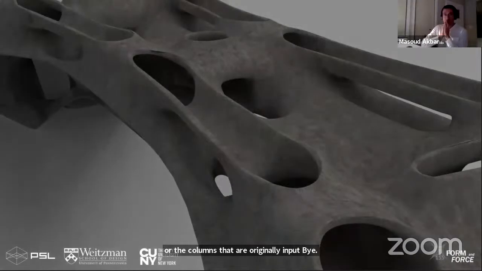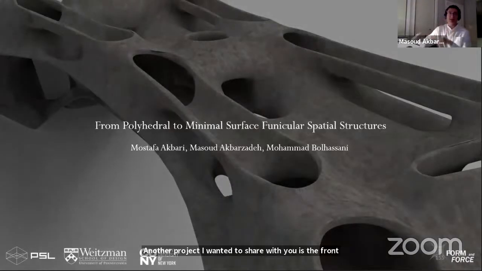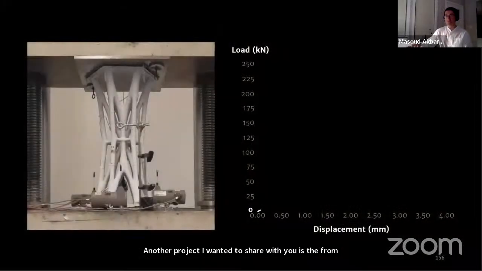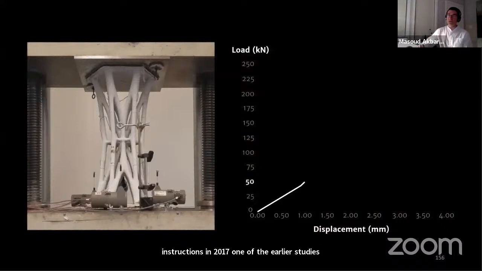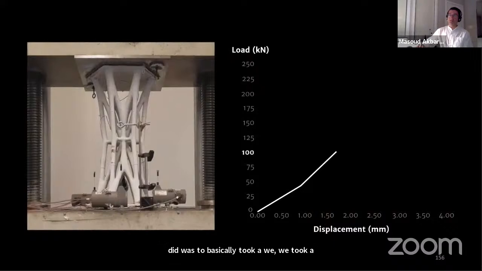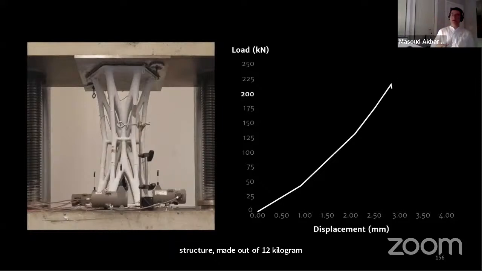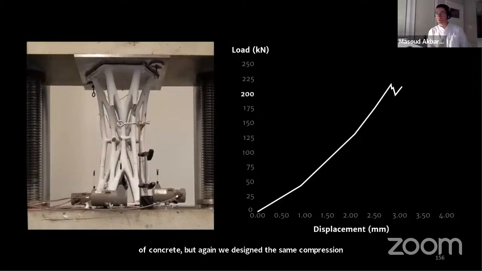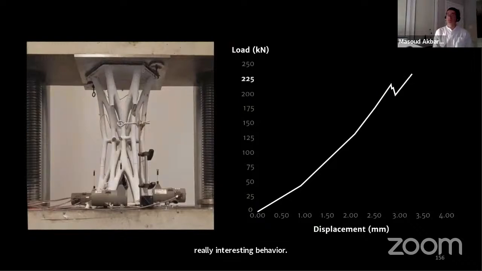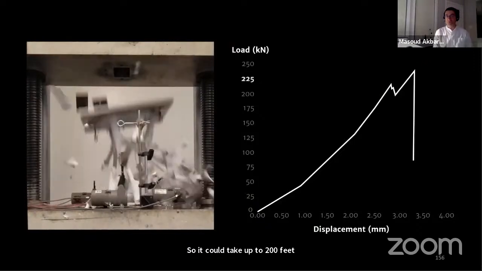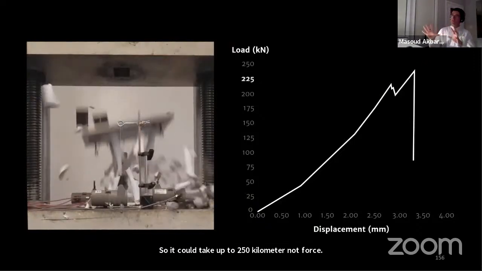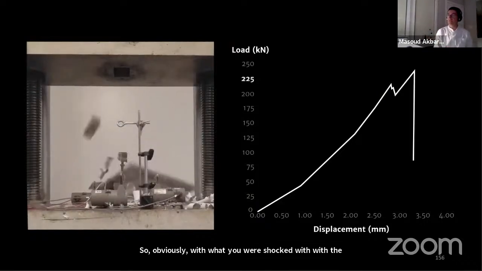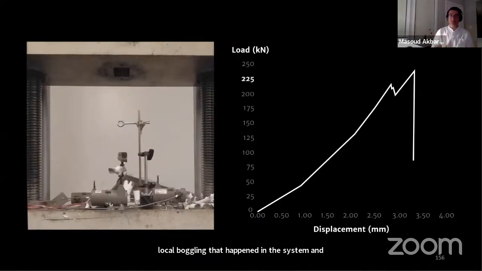Another project I wanted to share with you is from polyhedral to anticlastic funicular spatial structures. In 2017, one of the earlier studies that we did was to take a very simple structure made out of 12 kilograms of concrete. Again, we designed the same compression-only system, and we subjected this structure to compressive force. And this 12 kilogram system showed a really interesting behavior. It could take up to 250 kilonewton of force. What we were shocked by was the local buckling that happened in the system, and we were not really expecting that the system could take that much force.